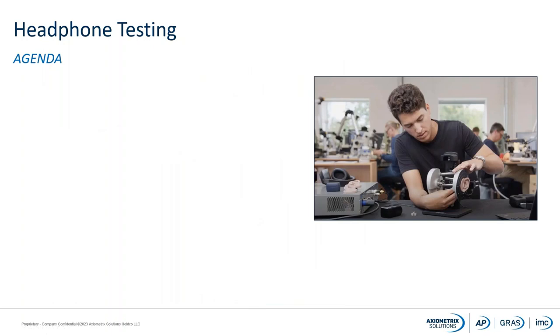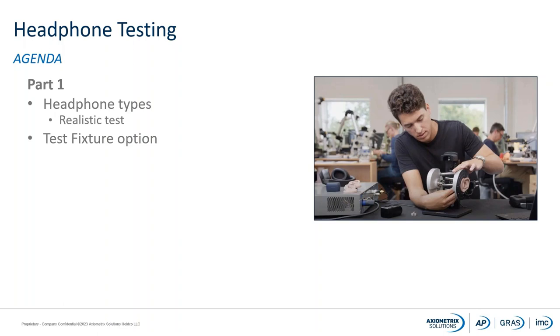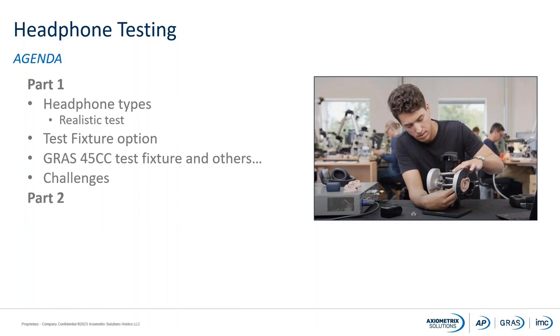Let's have a look at today's agenda. Part 1. In part 1, we will have a look at headphone types. We will have a look at realistic test. We will look at fixtures, different fixtures, and we will have a closer look at the GRAS fixture 45cc. Then we will look at challenges when doing test of headphones. And after that, part 2 will start, where Santiago will take over.